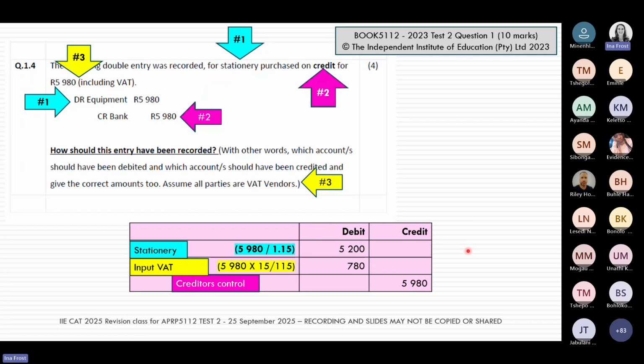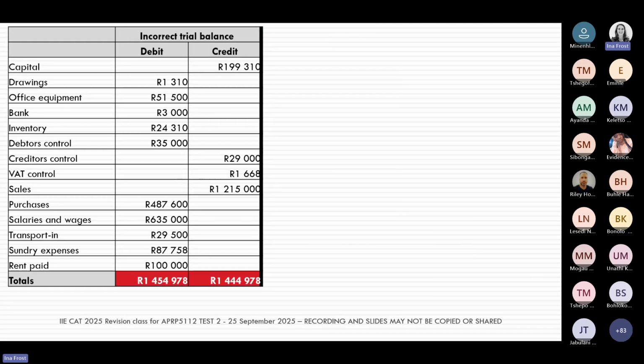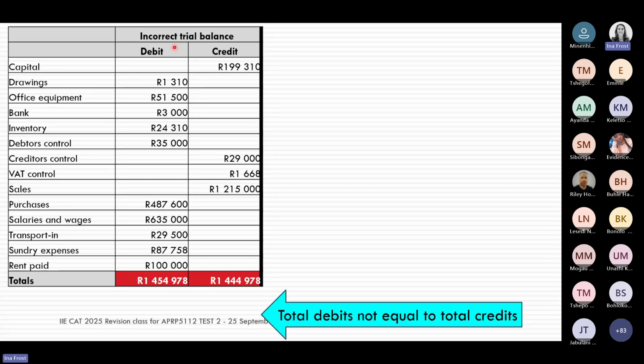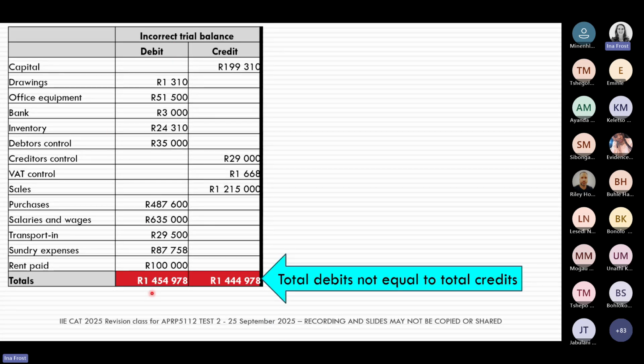The more common question, though, is like the one I'm going to show you now. And this is more like the ones in your textbook examples and in your textbook questions. We begin the question by giving you a so-called incorrect trial balance. And how do we know it's incorrect? When we look here at our total debits and total credits, we can see that they're not the same.